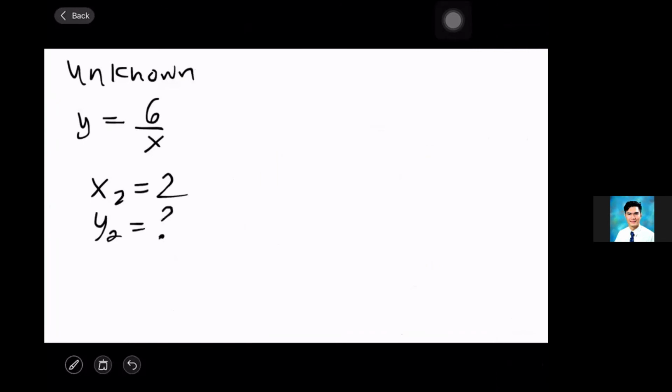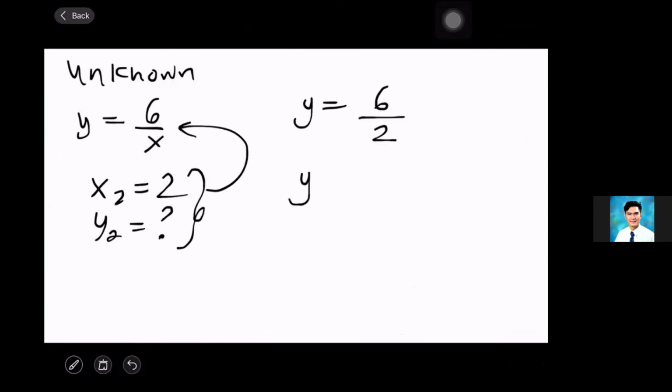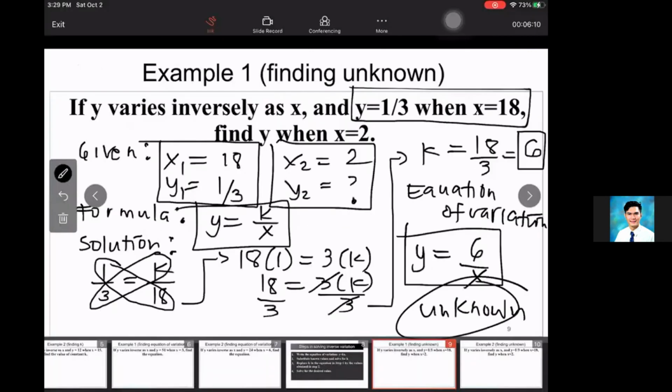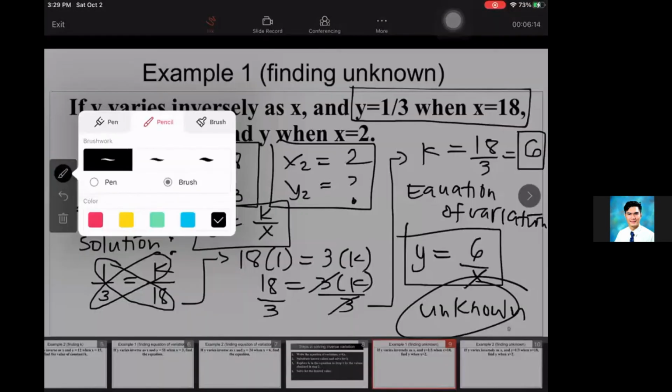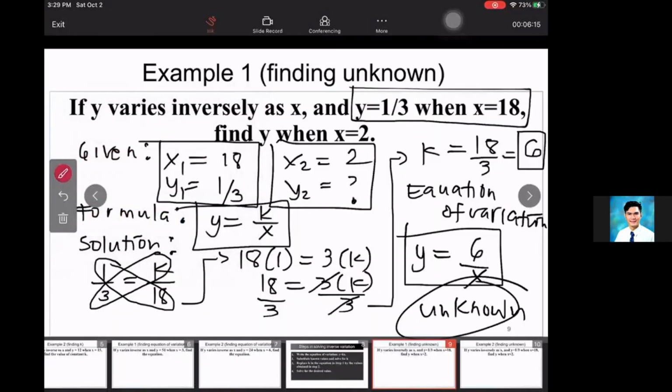So what happens is we will be substituting our x sub 2 and y sub 2 to our formula. Solving, it will become y equals 6 over 2, or simply y equals 6 divided by 2, which is 3. Therefore, our final answer is y equals 3. Writing it here, our answer is y sub 2 is 3.